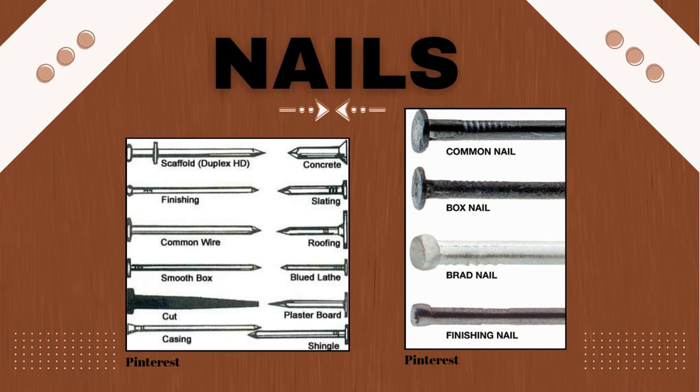Another consumable material in woodworking is the nail. A nail is a small, slender piece of metal with a pointed end and a flat head, commonly used in construction and woodworking to fasten materials together.